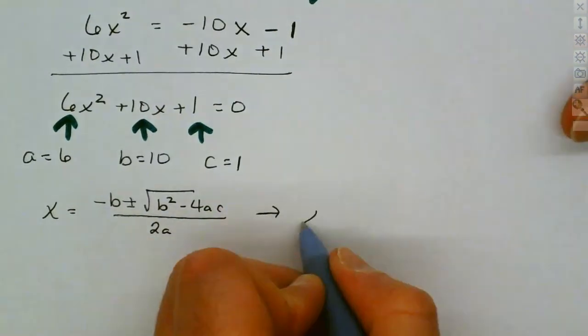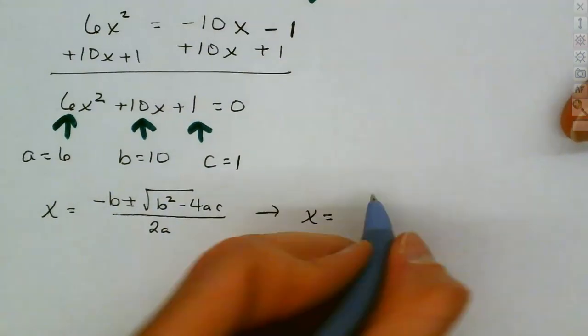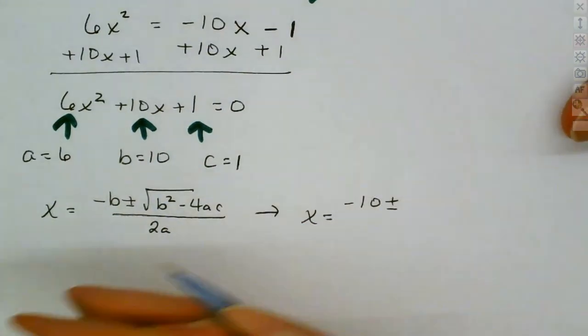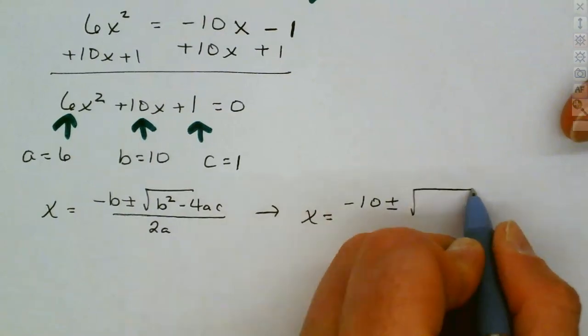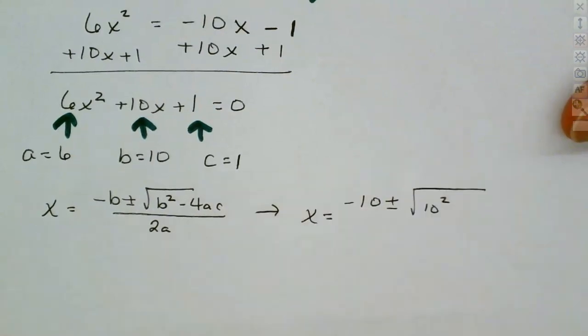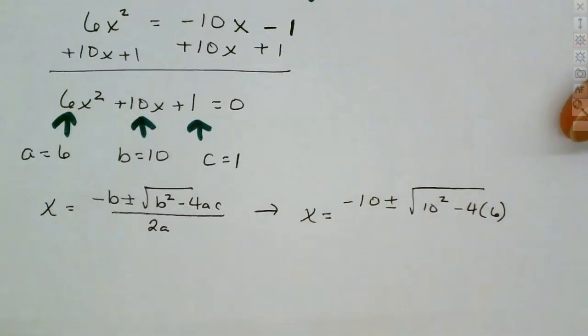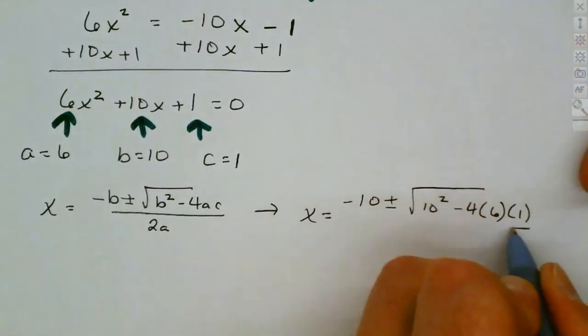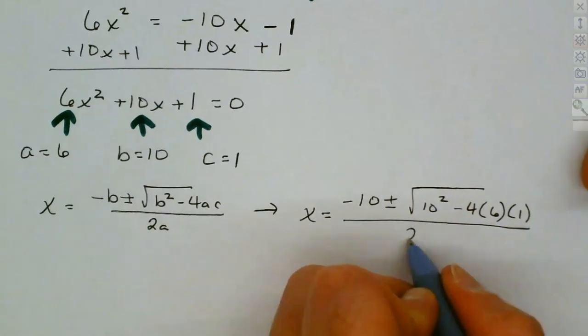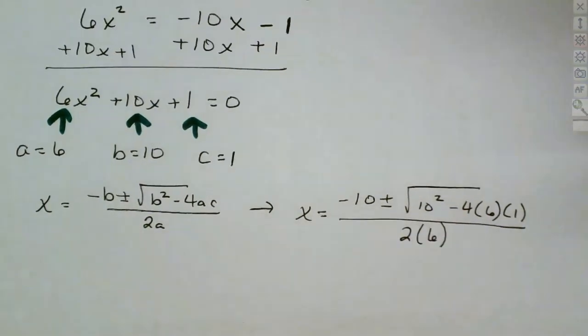So now we've got x equals, and we've got a negative 10 plus or minus the square root of 10 squared minus 4, a which is 6, c which is 1. These numbers are a little bit smaller, over 2 times the 6.